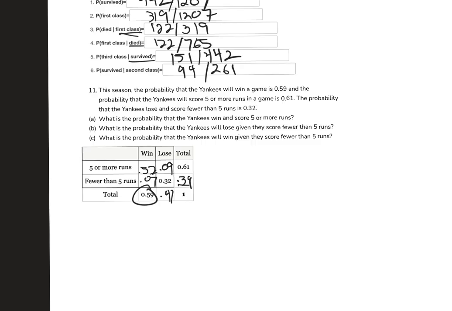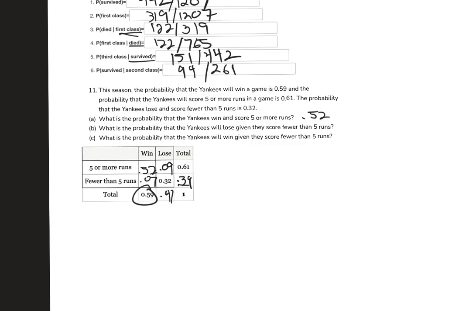Okay, so now we're asked, what is the probability that the Yankees win and score 5 or more runs? So that would only be those people in the win column and the 5 or more runs row, which would be the 0.52. So the probability here would be 0.52.